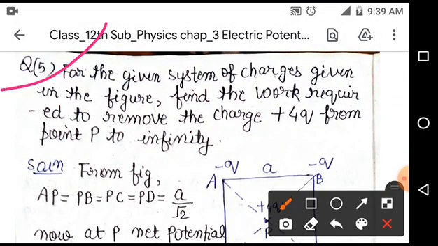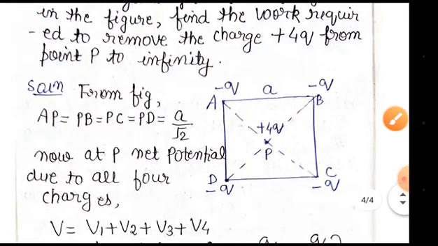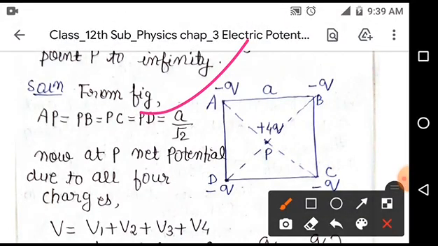Now students, we will discuss the next question: for the given system of charges given in the figure, find the work required to remove the charge plus 4q from point P to infinity. So this question is just related to the diagram. So first of all, we will discuss the diagram. In the diagram, there are four charges minus q, which are placed at the four corners of a square ABCD, and P is a point which lies on the diagonals of the square, and plus 4q is placed at point P.